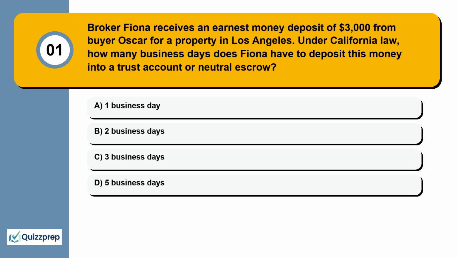Question 1. Broker Fiona receives an earnest money deposit of $3,000 from buyer Oscar for a property in Los Angeles. Under California law, how many business days does Fiona have to deposit this money into a trust account or neutral escrow? 1 business day, 2 business days, 3 business days, 5 business days.